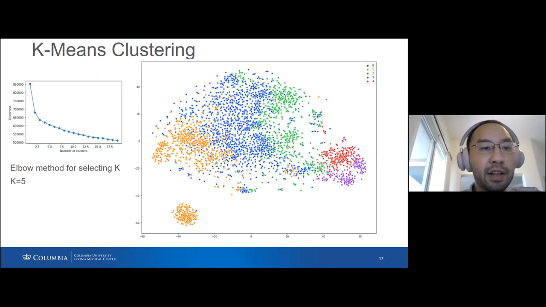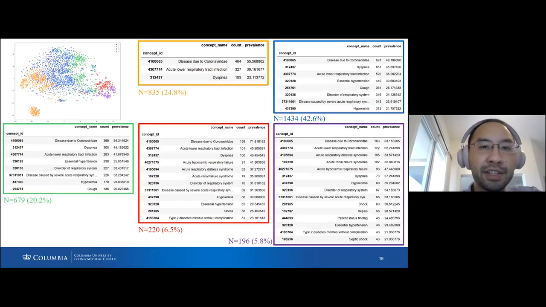Next we performed k-means clustering to try to identify subtypes within COVID-19. We tried the elbow method to select a K, which had a relatively broad curve, so we just selected a K of 5. And these are the results. For each of the subtypes, we try to characterize them by looking at the conditions that are prevalent in at least 20% of each of these subtypes.